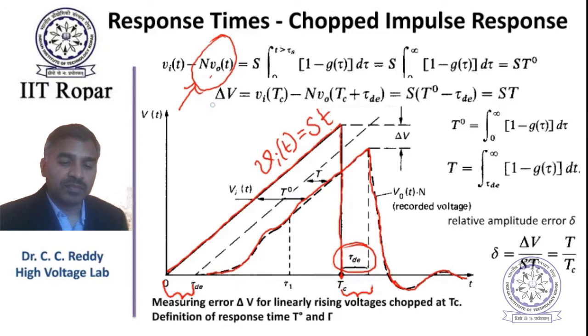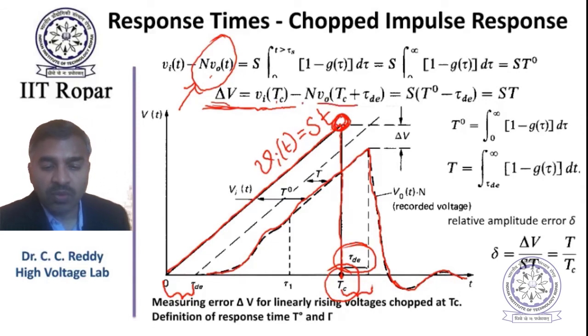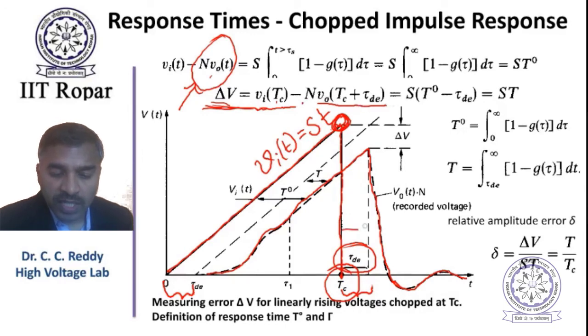What happened? Pen is not working. So this is delta V equal of TC. This is TC, right? So TC at VI means this value, VI of TC. And then N times V naught of TC plus tau DE. So this is tau DE, the delay time. And then this is TC. TC plus tau DE is this instant.